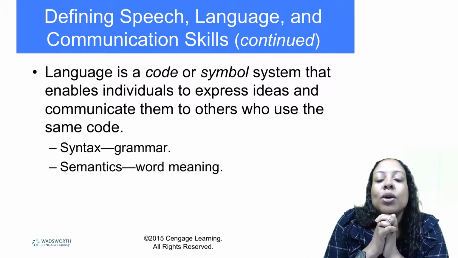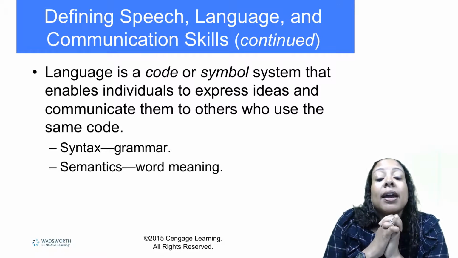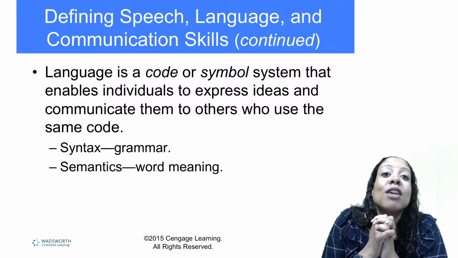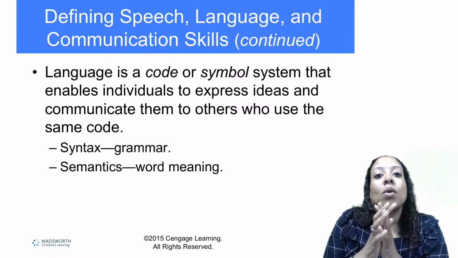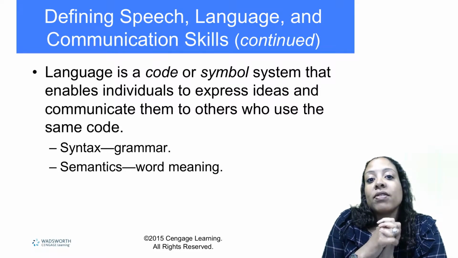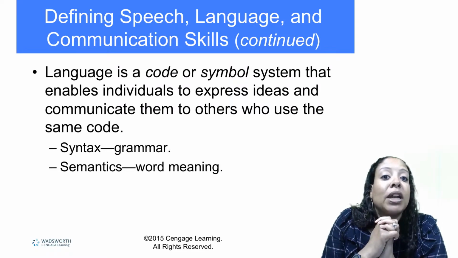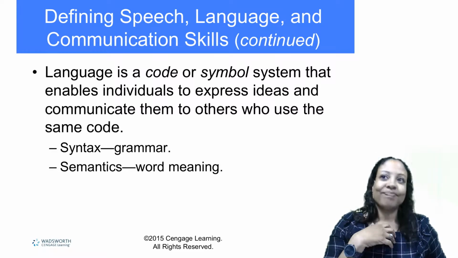And so in other languages, for example, in Spanish, we would say, what would we say in Spanish? We would say la casa blanca. So the house white versus the white house. So the word order is different. That's part of grammar. And then semantics is the word meaning. What do words mean? So the definitions of the words.